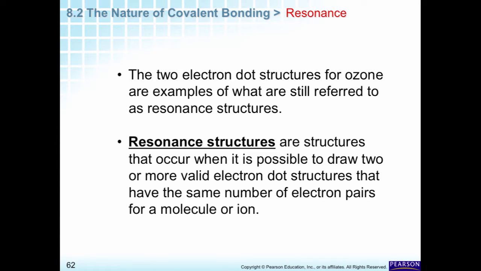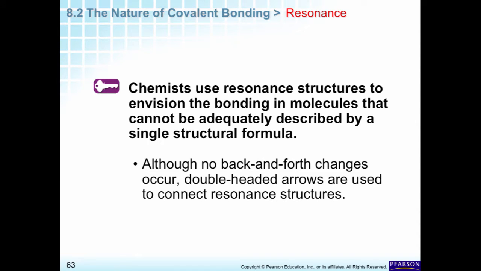Okay, we still call them resonance structures because this is the only way we can actually draw it. Resonance structures are structures that occur when it is possible to draw 2 or more valid electron dot structures that have the same number of electron pairs for a molecule or an atom. Very important fact. Basically, resonance structures allow us to represent the structure of something that's very hard to describe in a single structural formula.